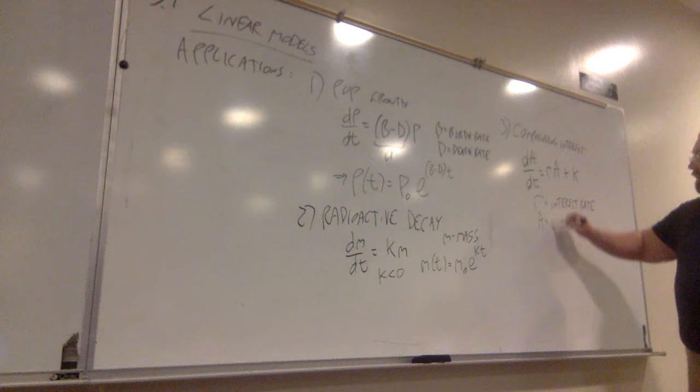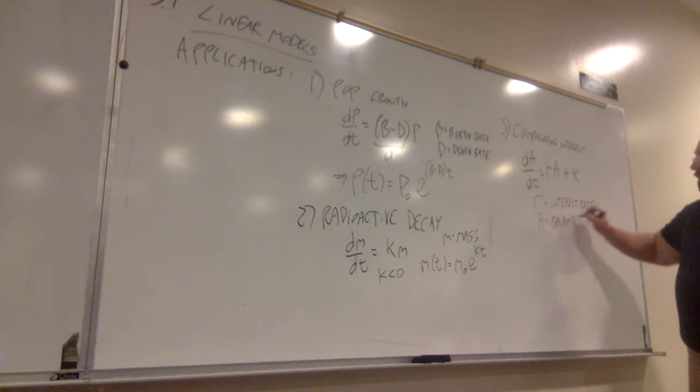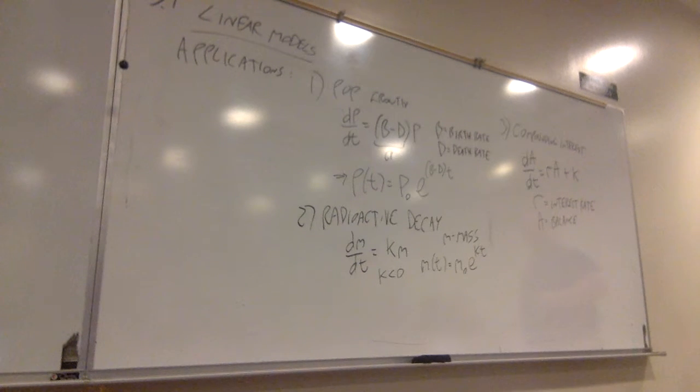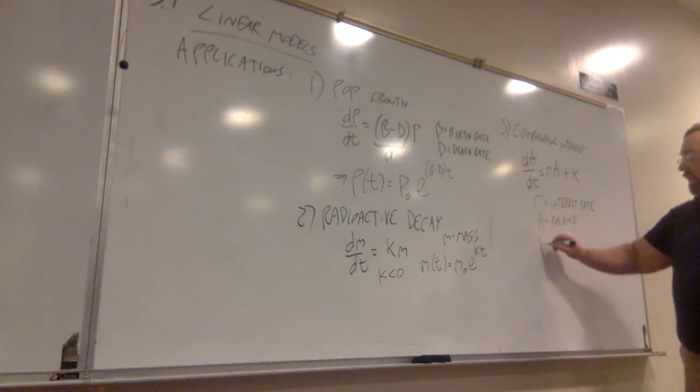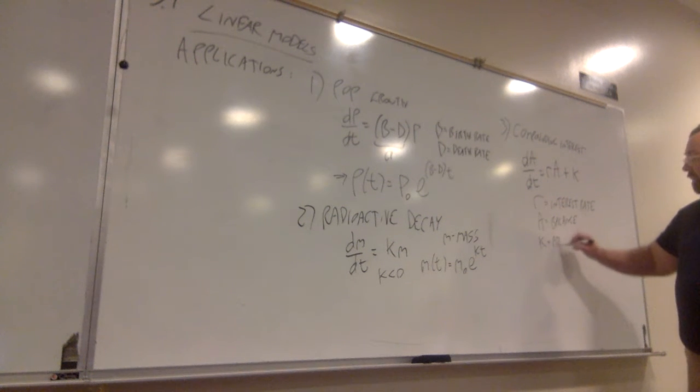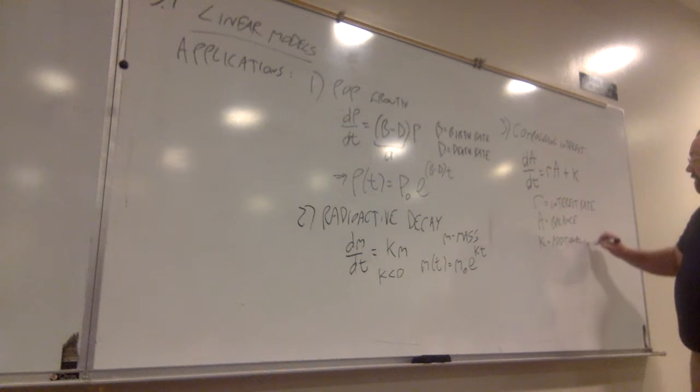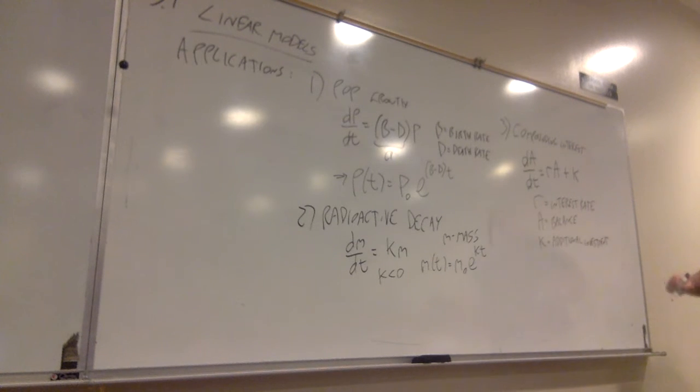where r is the interest rate, A is the balance at whatever time, and k, if you continue putting money in, so additional investment. So if t is in years, k would be the additional amount per year that is being poured in. It's possible if you're just going to invest the money and let it sit and not add anything to it, then k would be 0.